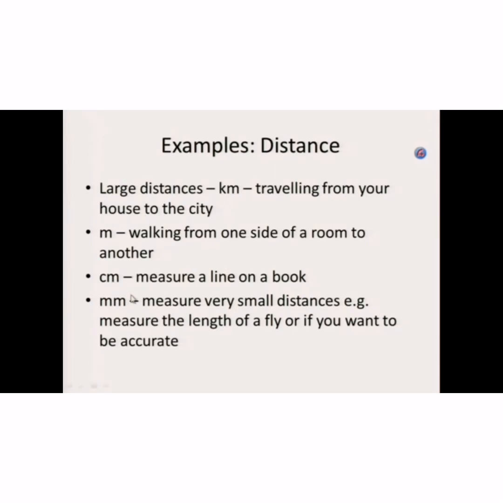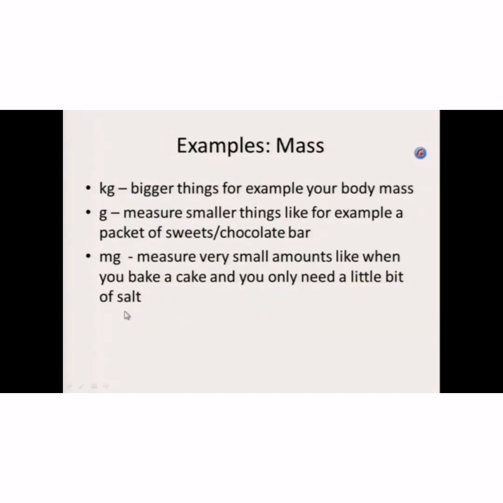And say for instance you are having a very small distance that you want to measure, like the length of a fly, then you are going to use the smallest distance unit, and that is millimeter. We also use it in cases where we want to be more accurate. Mass, let us just do examples of mass.